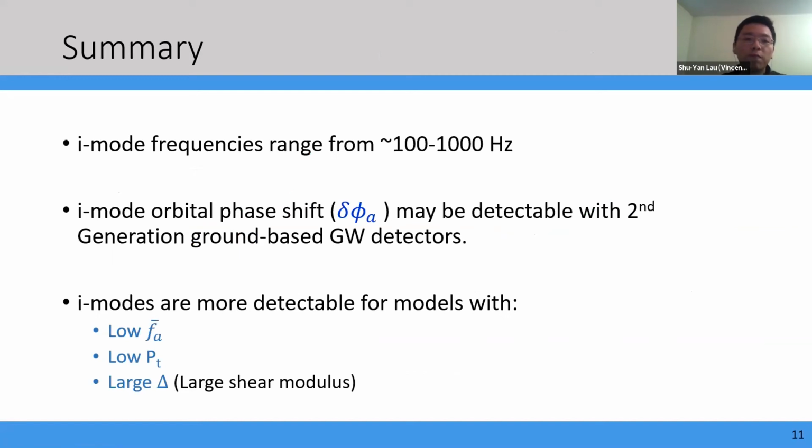We find that the interfacial modes of the hybrid star systems range from around several hundred to 1,000 hertz. For some of the models, there is quite a significant orbital phase shift, which makes them even detectable with second generation detectors. If we look into the data closely, we find that the I-modes are more detectable for models with a lower I-mode frequency and a low transition pressure, but with a larger shear modulus.